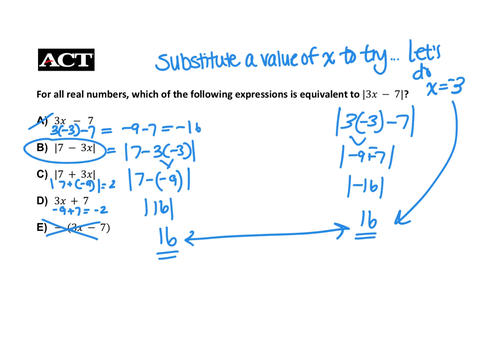I should also throw in there really quickly, I just simplified C and D with negative 3 in there, and you can see C would have given us 2, D would have given us negative 2, so that also just eliminated those two. It's always best to go through and eliminate the rest of them rather than just locking on that first one.